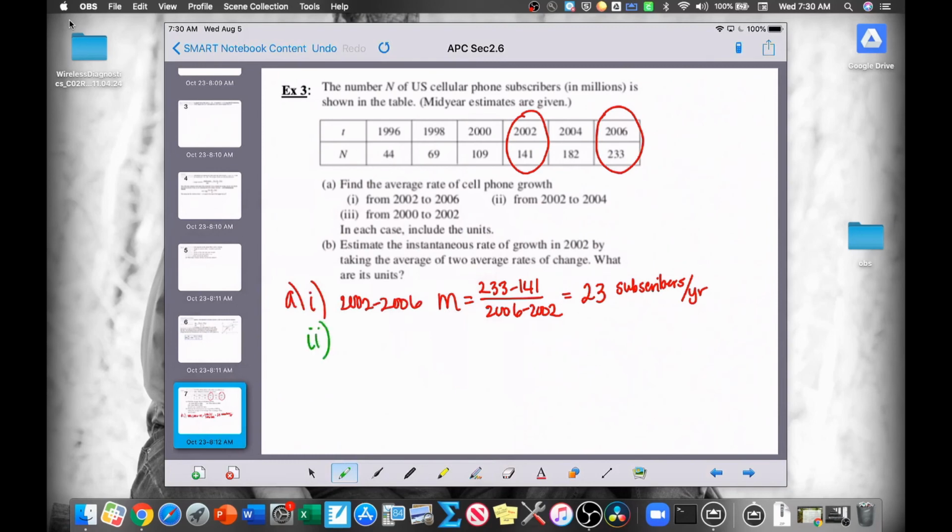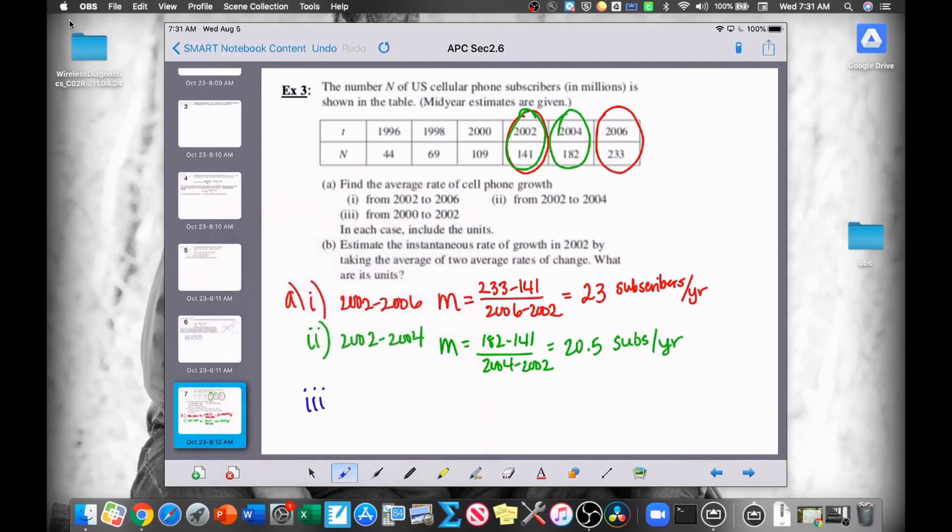The second one asks us to find the rate of change from 2002 to 2004. So looking at these two ordered pairs, my slope here is going to be 182 minus 141 divided by 2004 minus 2002, which gives me a slope of 20.5 subscribers per year.